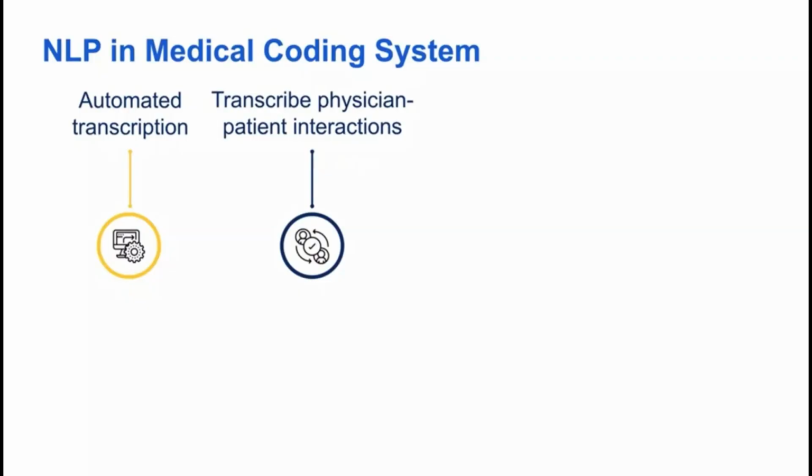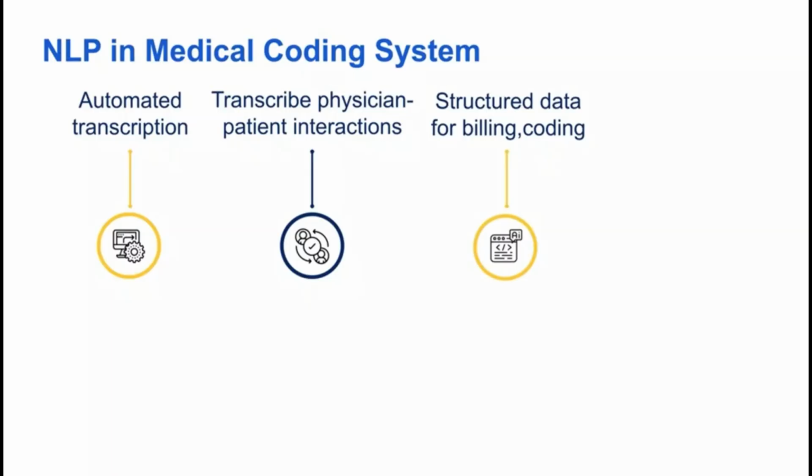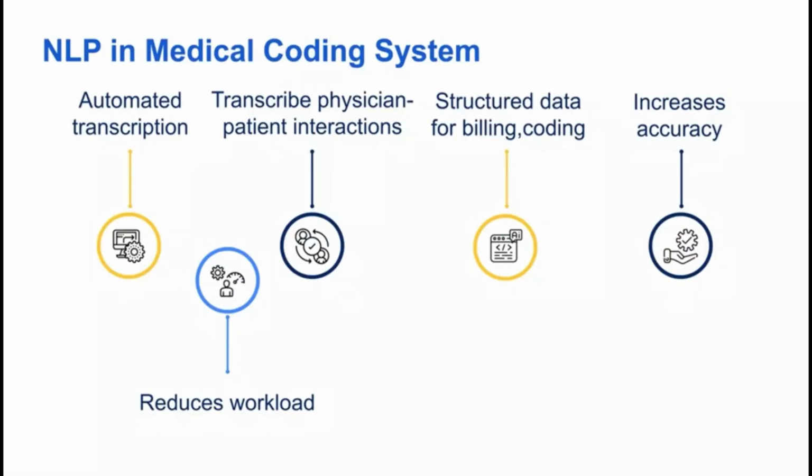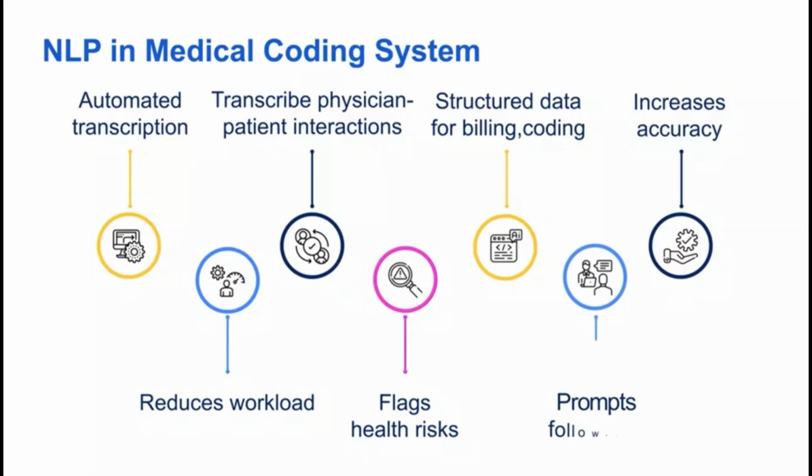One real world example of NLP in action is its use in automated transcription and medical coding systems. AI driven NLP systems can transcribe physician patient interactions and convert them into structured data for billing, coding, and record keeping purposes. This not only enhances the accuracy of the data, but also reduces the administrative workload on healthcare professionals, allowing them to dedicate more time to patient care. Additionally, NLP can be used to flag potential health risks based on patient records, prompting clinicians to follow up on certain symptoms or patterns that might indicate future complications.